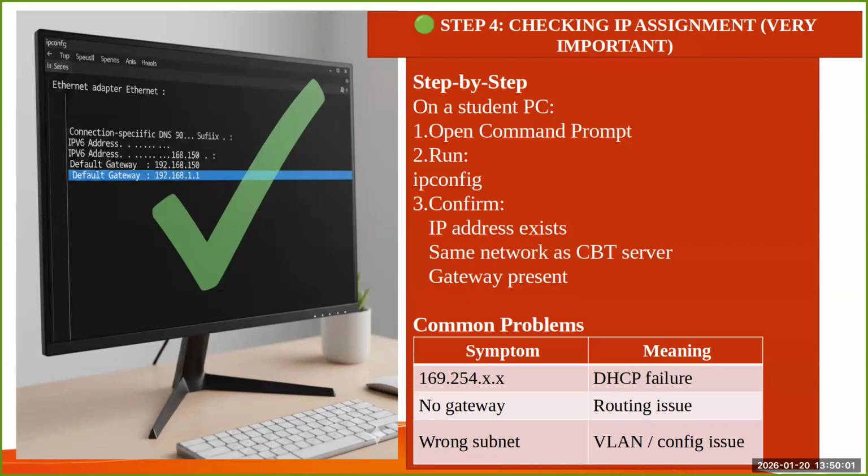That's why you must have an understanding of the IP addresses on the network. And the common symptoms: if you see the IP 169.254, it means that system did not connect to the network. It means the DHCP has failed. No gateway means a routing issue, maybe a wrong subnet, or a VLAN or configuration issue. So you must check that. Once you check and you are seeing an IP that does not resemble the IP of the network, note that the student has not connected. And because he has not connected, it is always going to tell you that the server is unreachable.